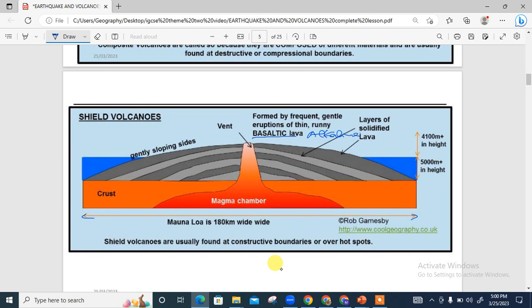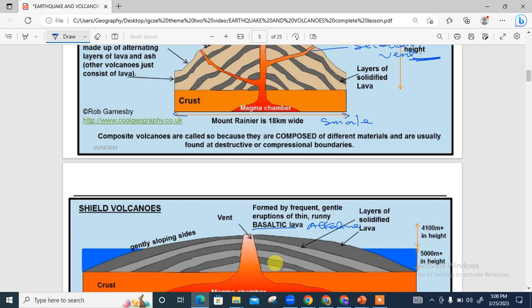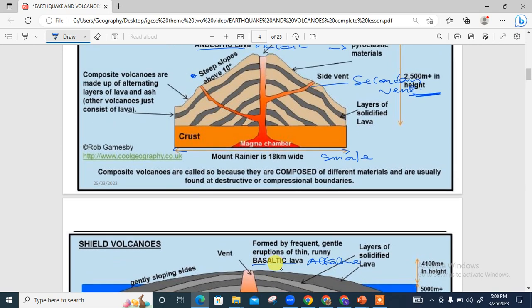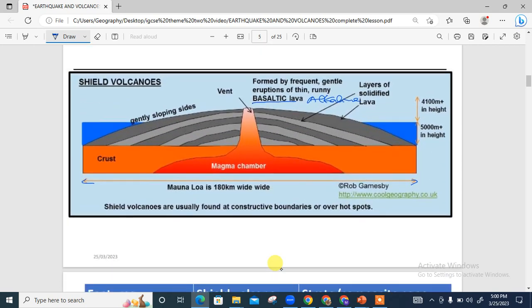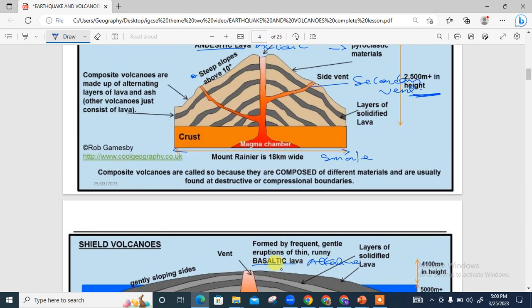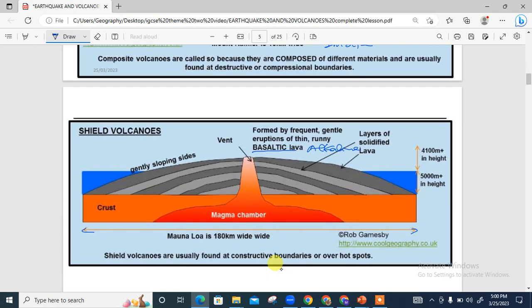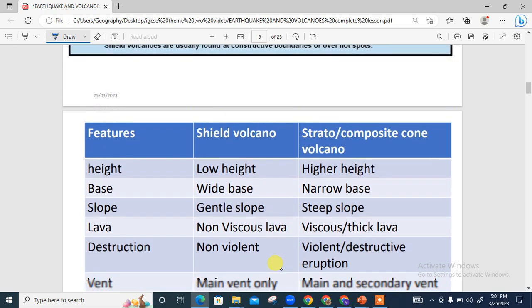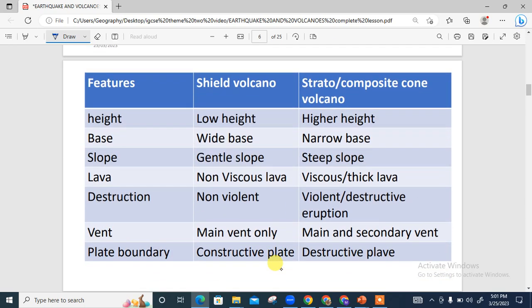And if you look at this, a shield volcano does not have a secondary vent, unlike the composite cone volcano, which has a secondary vent here. Now, the height: it has a low height. It's not as tall as a composite cone volcano, and it also covers a large area and has a gentle slope. Here I have a summary of the differences between shield and composite cone volcanoes.